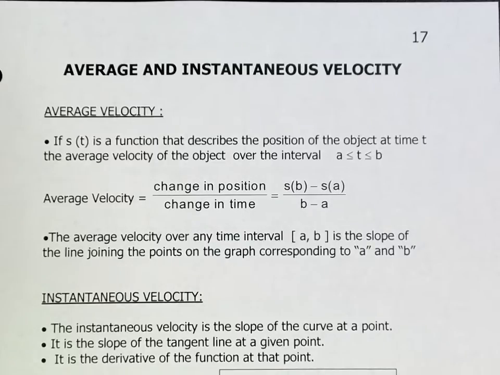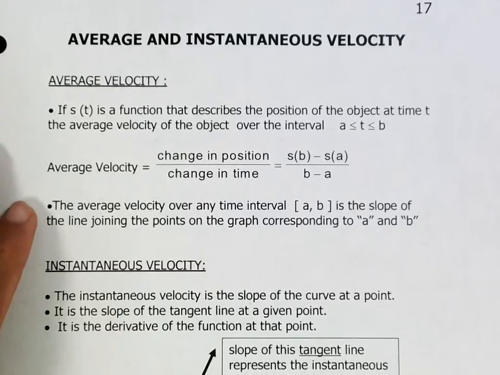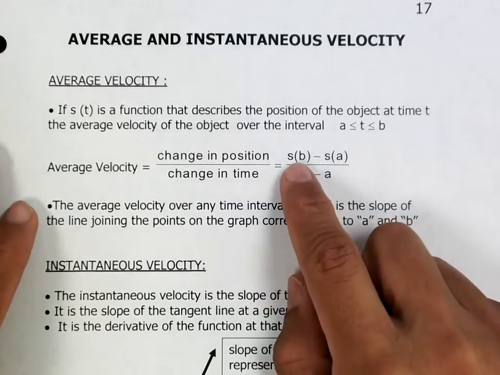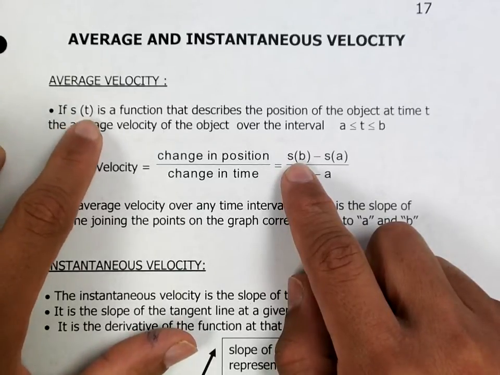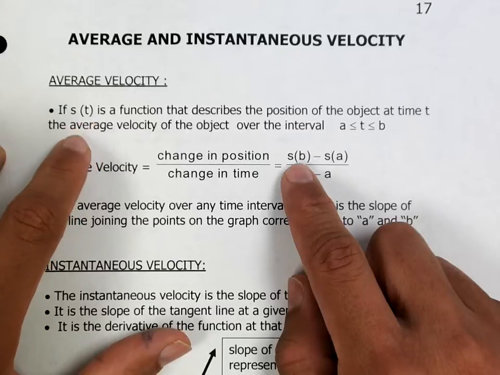This is topic 17, average and instantaneous velocity. So the definition of average velocity, as you hopefully remember from physics, is the change in position over the change in time. Just so you become familiar with the notation, S of t is a function that describes the position of an object at time t.